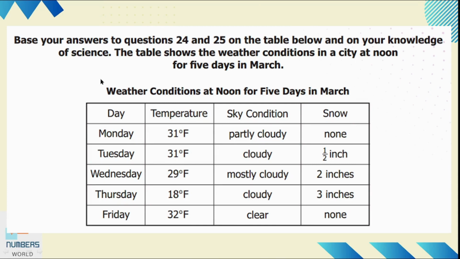Base your answers to questions 24 and 25 on the table below and on your knowledge of science. The table shows the weather conditions in a city at noon for 5 days in March. Weather conditions at noon for 5 days in March.